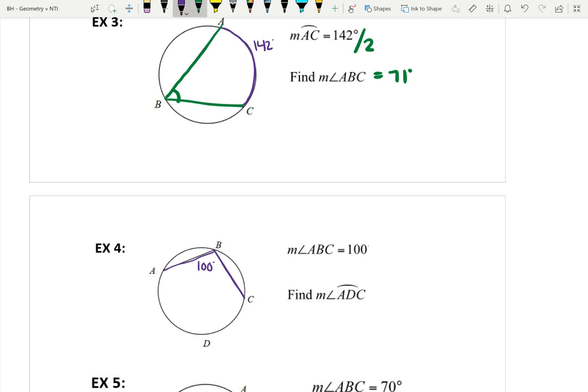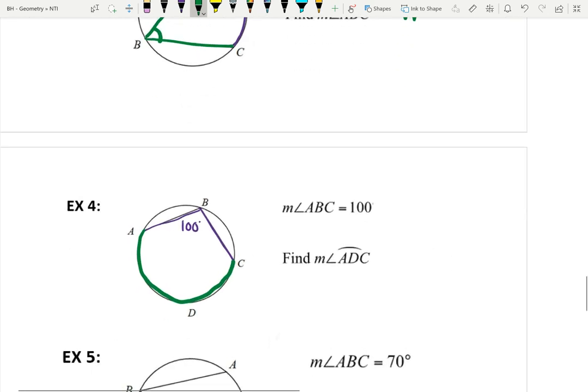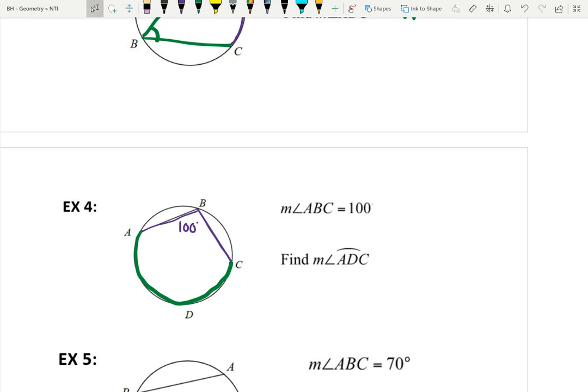So arc ADC, okay, start at A, go through D, stop at C. That's a major arc because it's greater than 180 degrees. It's going to be the opposite. So if we had this one, we would have taken half of that and got 100 for the inscribed angle. So the opposite of taking half is doubling. So 100 times 2 is 200 degrees.